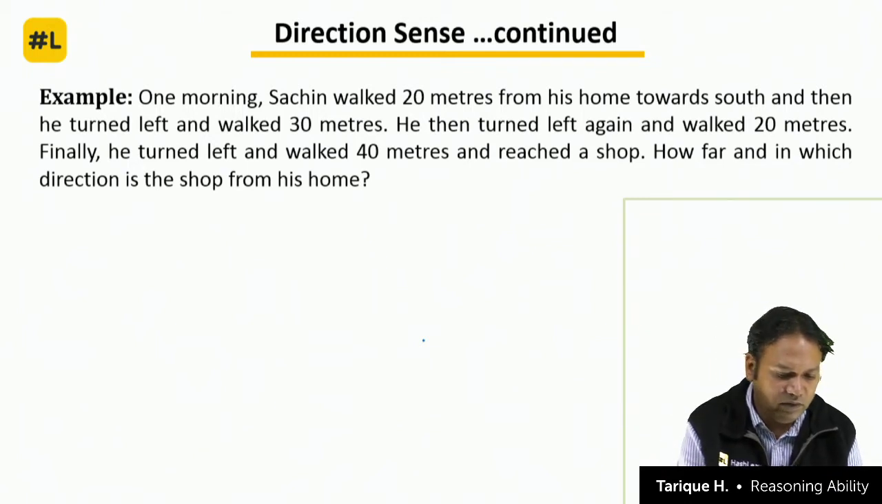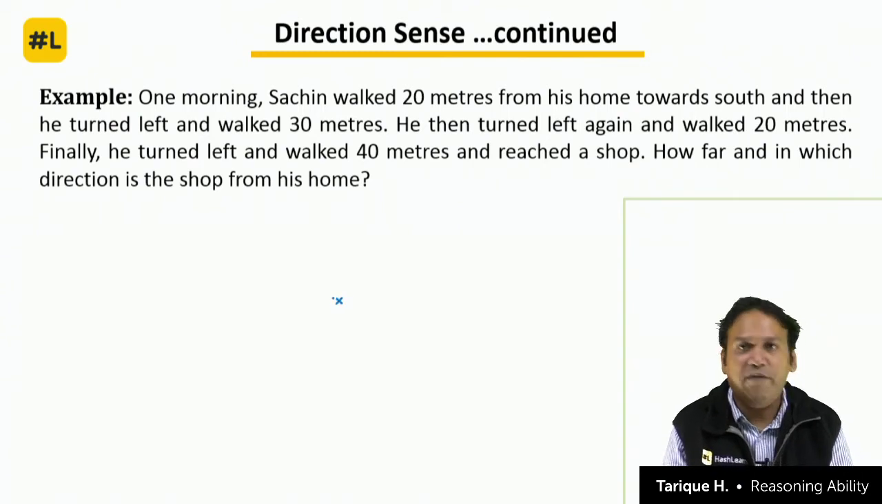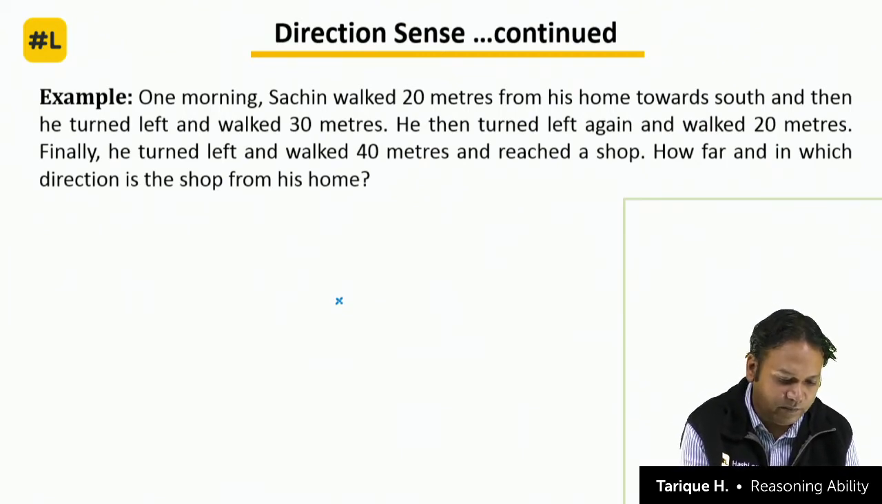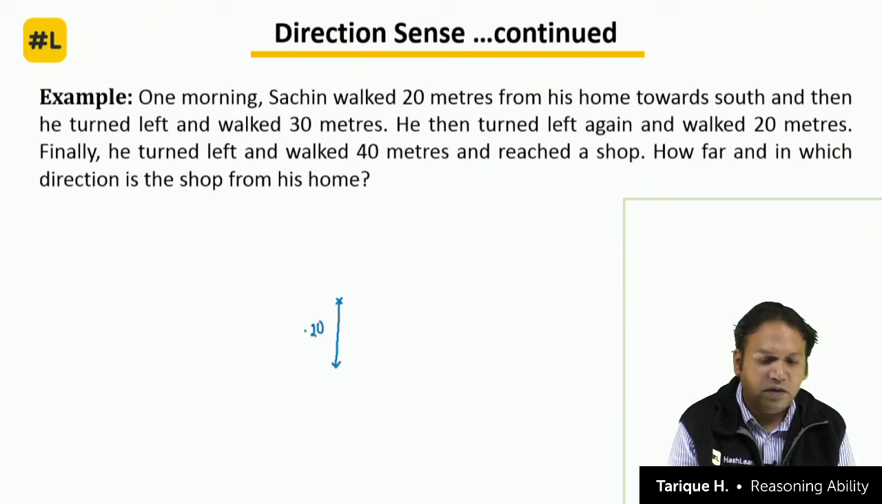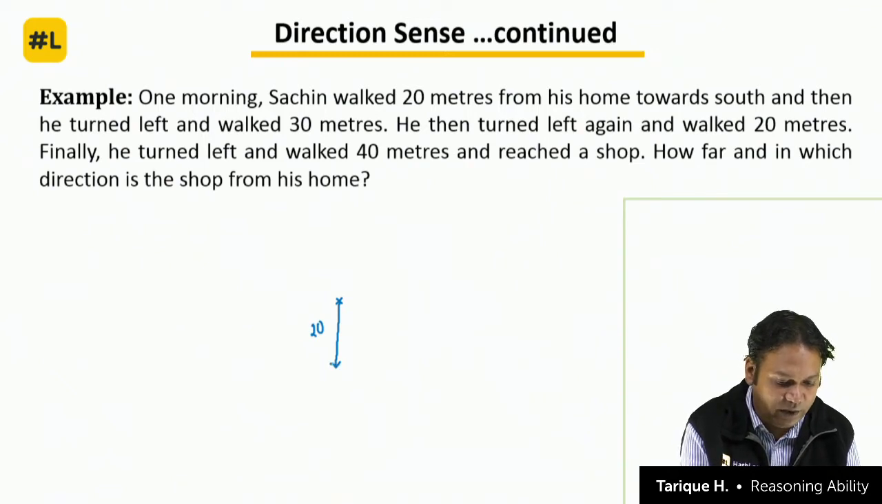Right. So again you see, let's say this X is the point from where Sachin is going to start, and he walks 20 meters from his home towards south. So from this point, if you go south means you will go down like this. So yeah, he goes 20 meters towards south and then turns left. So which direction will he go from here? If you turn left, you will go in this direction. So he turns left and goes 30 meters.